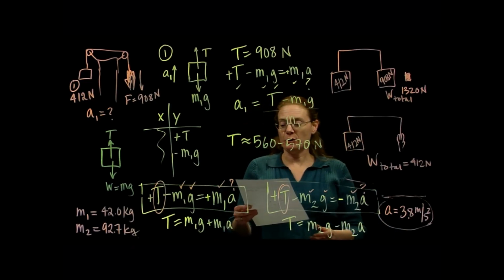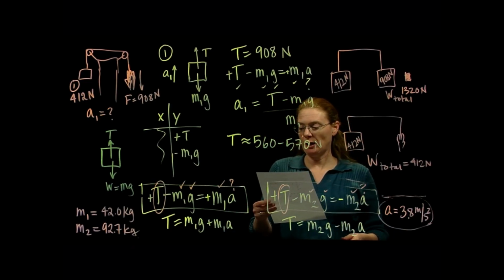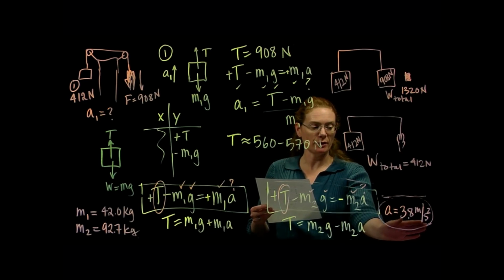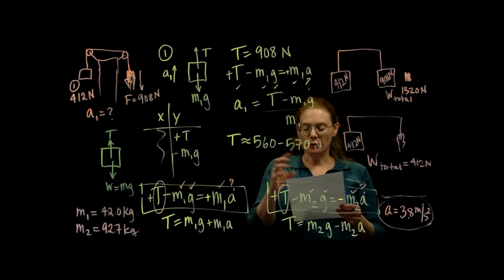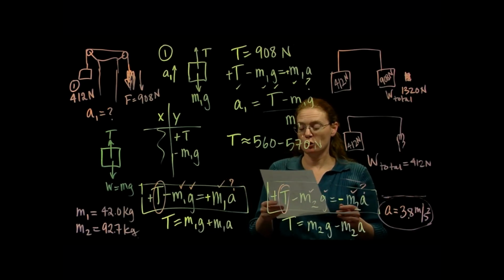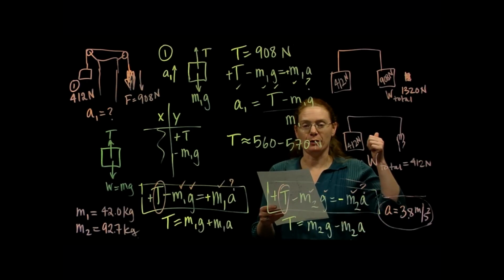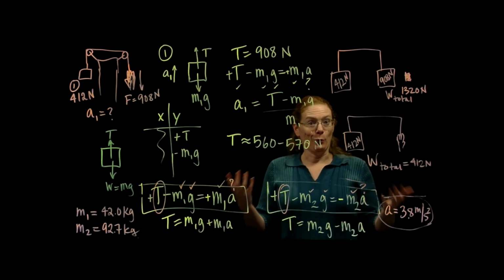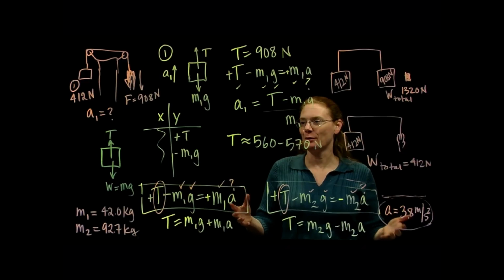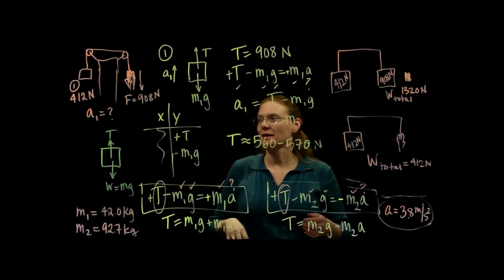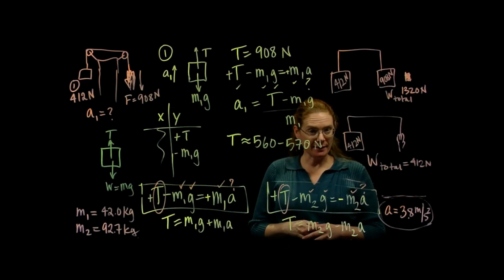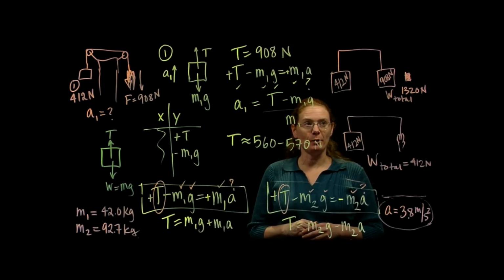So did we answer the questions? Well, what's the acceleration of the lighter block? Part 1, 3.8 meters per second squared upwards. Part 2, what's the acceleration of the lighter block? 12 meters per second squared upwards. And then we figured out, why are they different? How can they be different when we both have 908 newtons on that side? So I hope this one made sense. It's kind of an interesting problem.